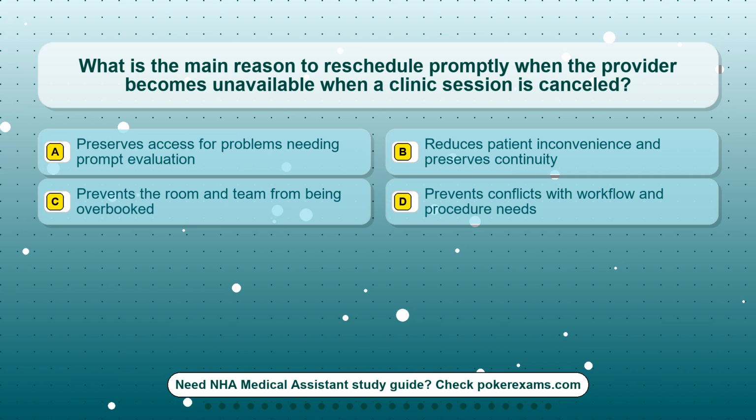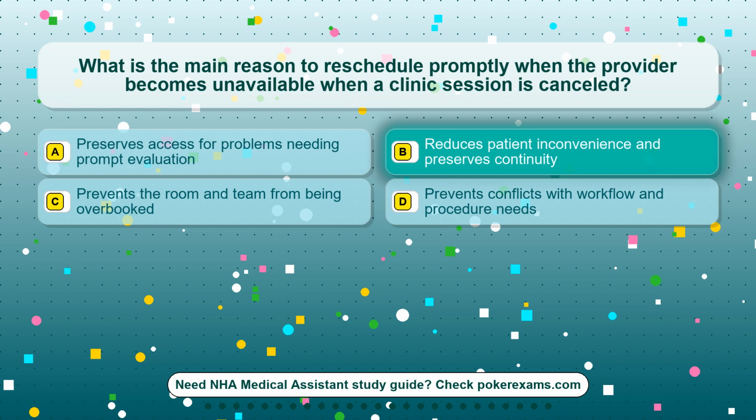Question 4. What is the main reason to reschedule promptly when the provider becomes unavailable when a clinic session is cancelled? Option A. Preserves access for problems needing prompt evaluation. Option B. Reduces patient inconvenience and preserves continuity. Option C. Prevents the room and team from being overbooked. Option D. Prevents conflicts with workflow and procedure needs.